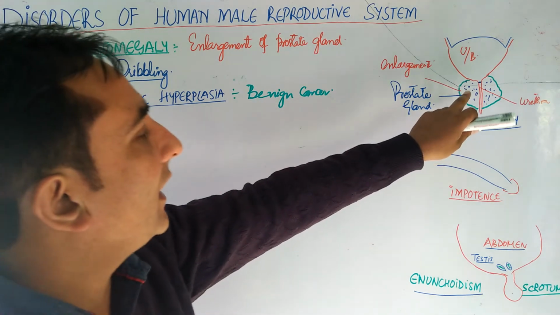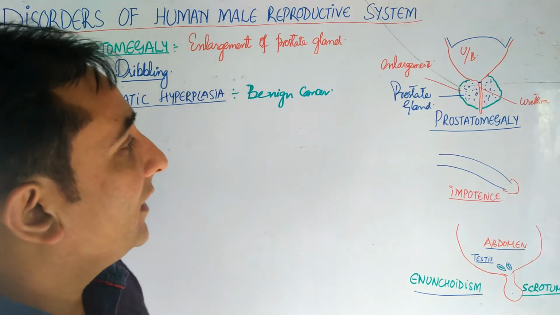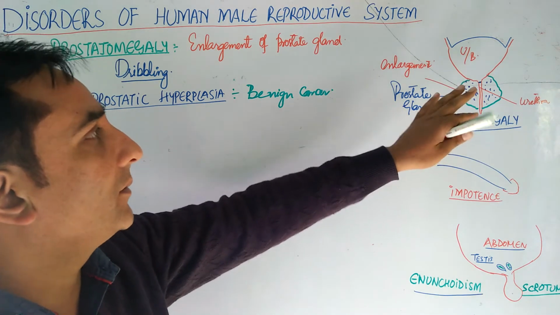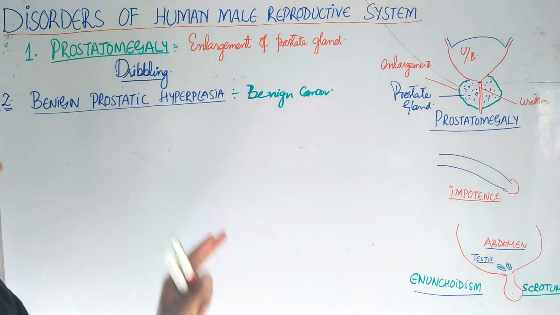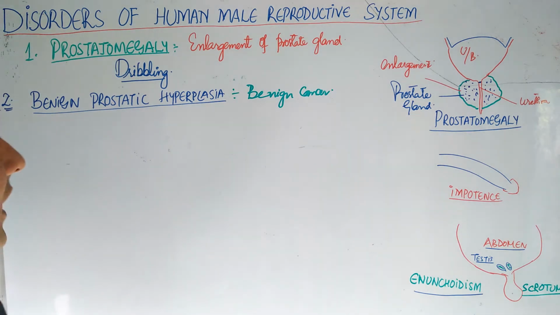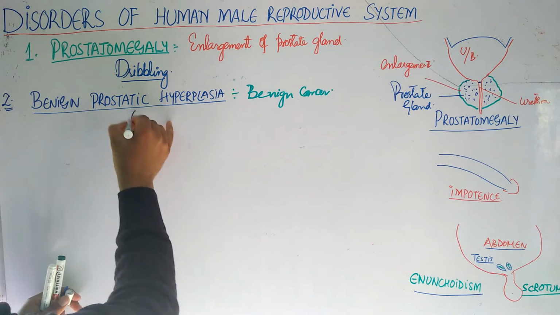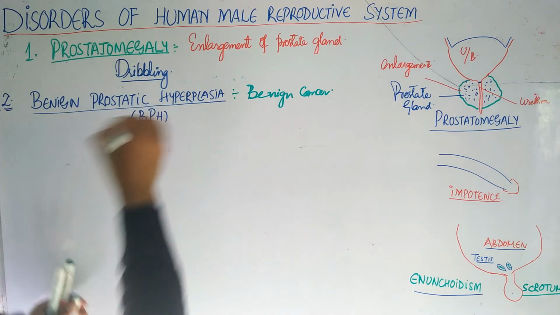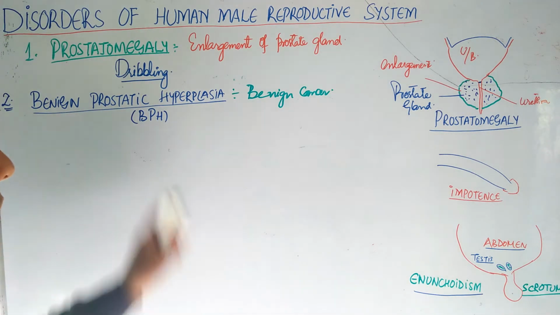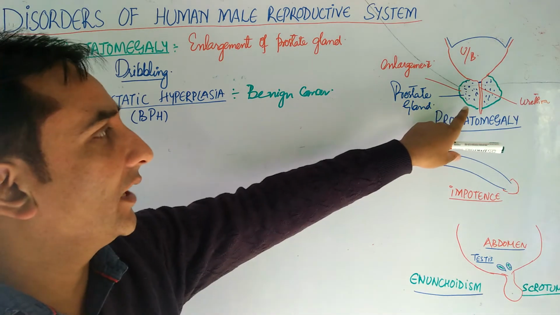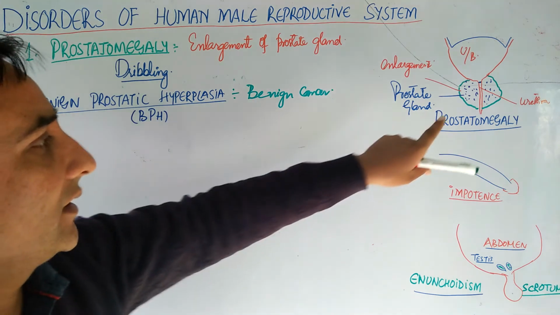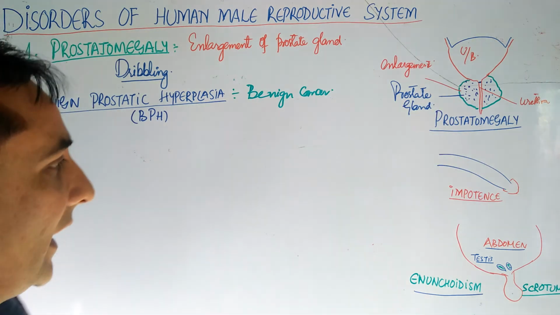When the prostate gland undergoes benign cancer, it again results in problems related to the prostate gland. Sometimes it may even undergo prostatomegaly due to benign prostatic hyperplasia. Sometimes it is written in abbreviated form: BPH means benign prostatic hyperplasia. So it is the benign cancer of the prostate gland which leads to many problems, and in this case also a surgery is done to remove the prostate gland.